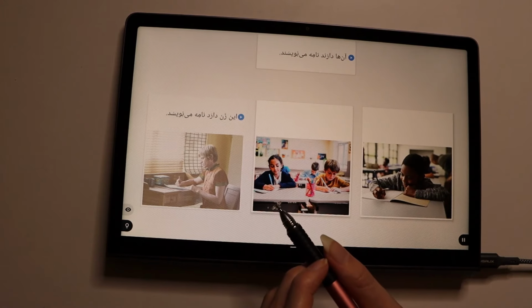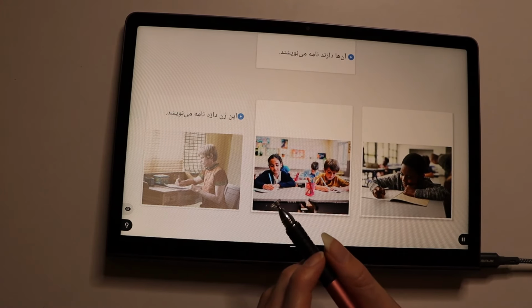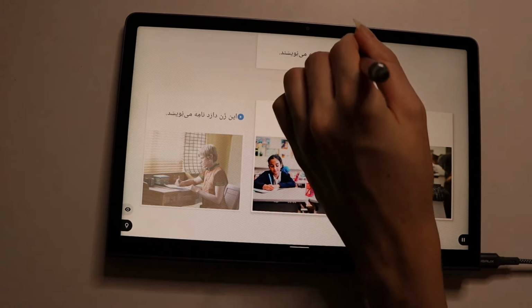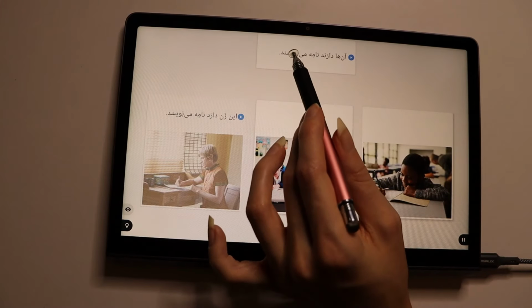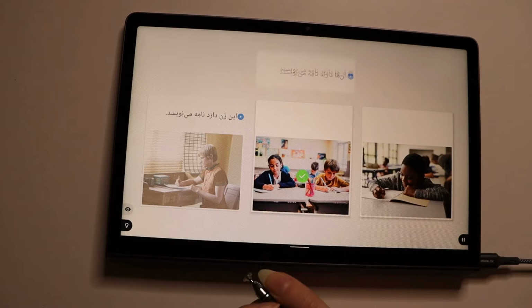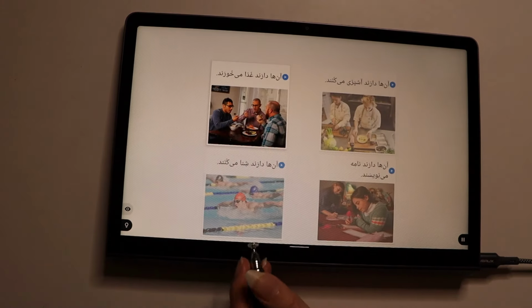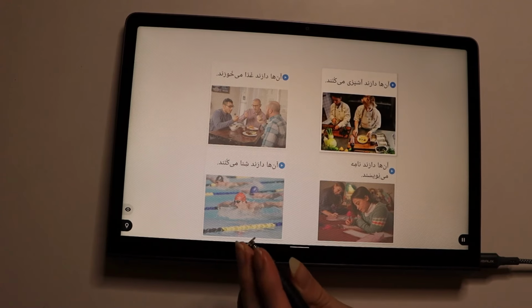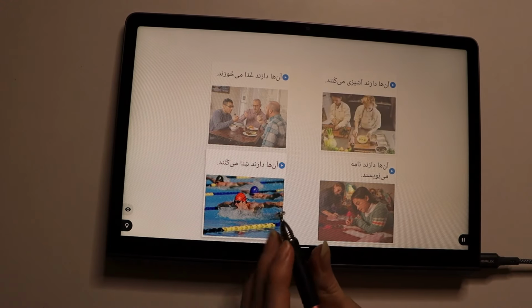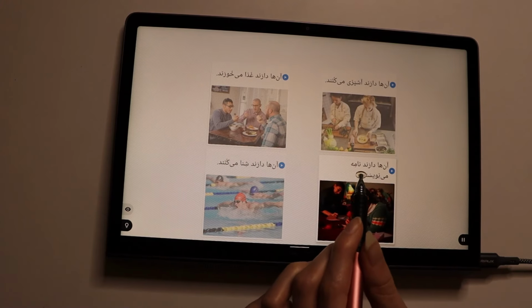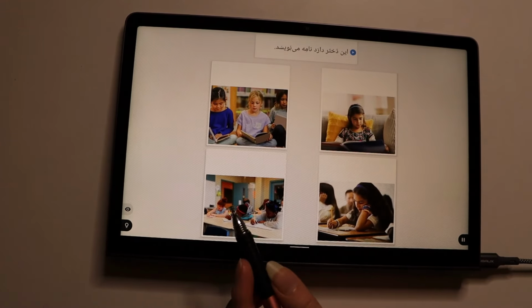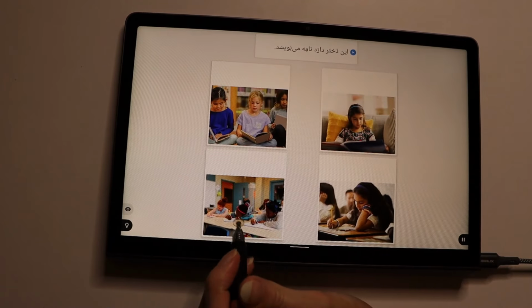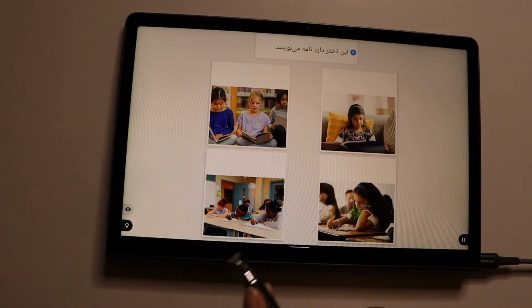Onha dorand name minevisand. What? Onha. Name. Onha dorand name minevisand. The girls write. Onha dorand ghaza mikhorand. Onha dorand ashpazi mikonand. Onha dorand shena mikonand. Onha dorand name minevisand. In dokhtar dorad name minevisad. A girl writes. No, the girl. No, one girl writes. The girl writes.